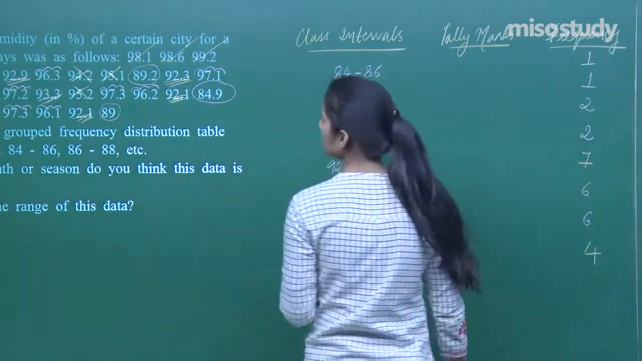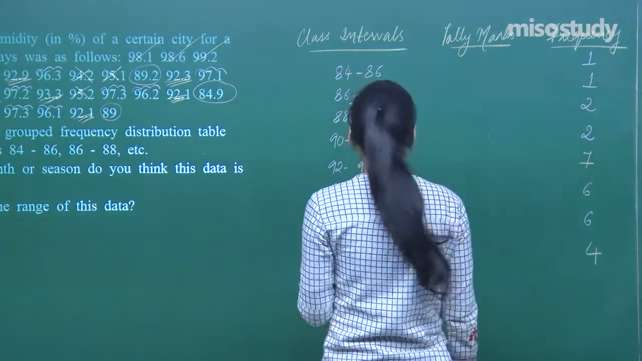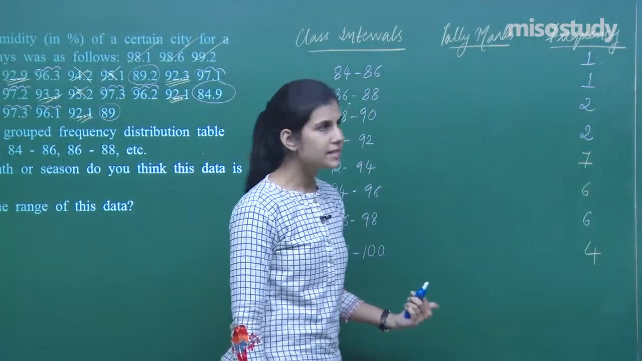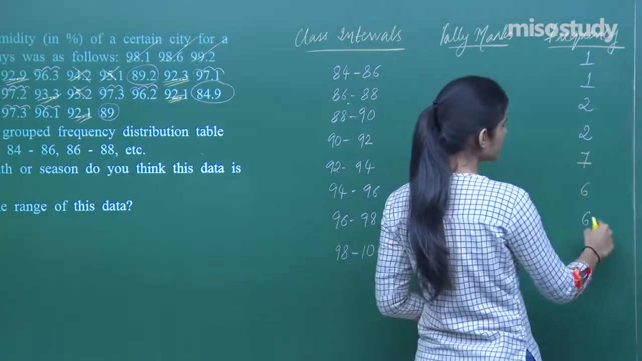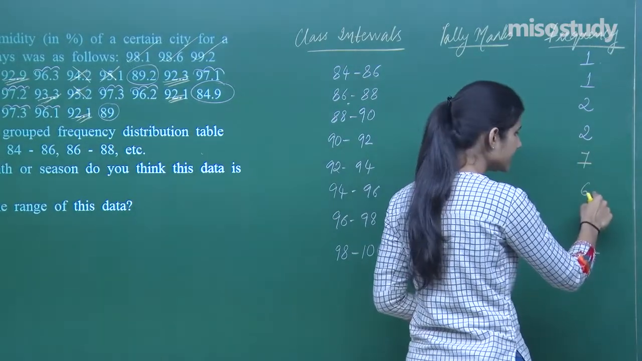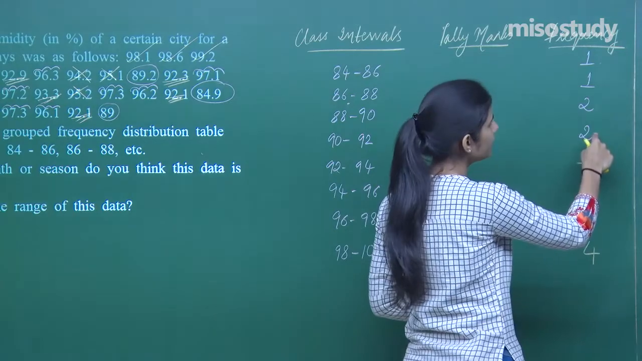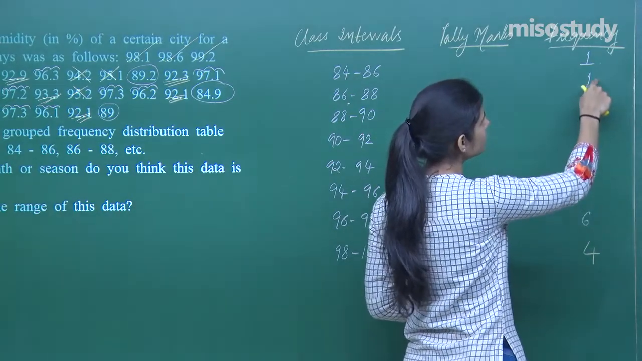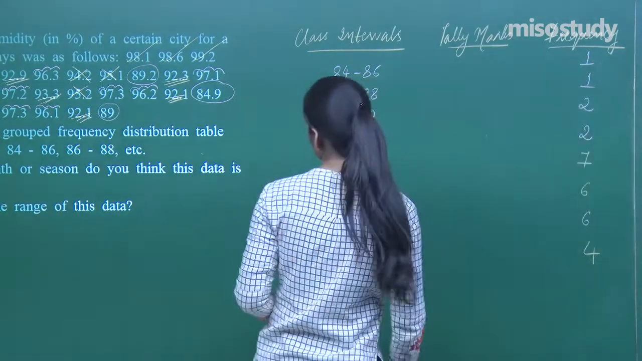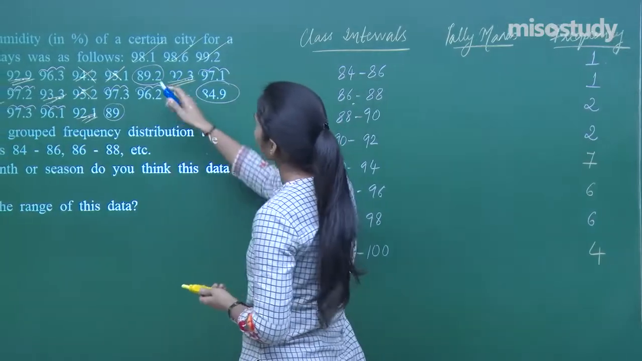Is it clear? The moment I have captured the frequencies, let's just add 6 plus 4, 10 plus 6, 16, 16 plus 4, 20 plus 3, 23, 25, 26, 27, 28 and 29. Let's just try to see what is actually the data about.